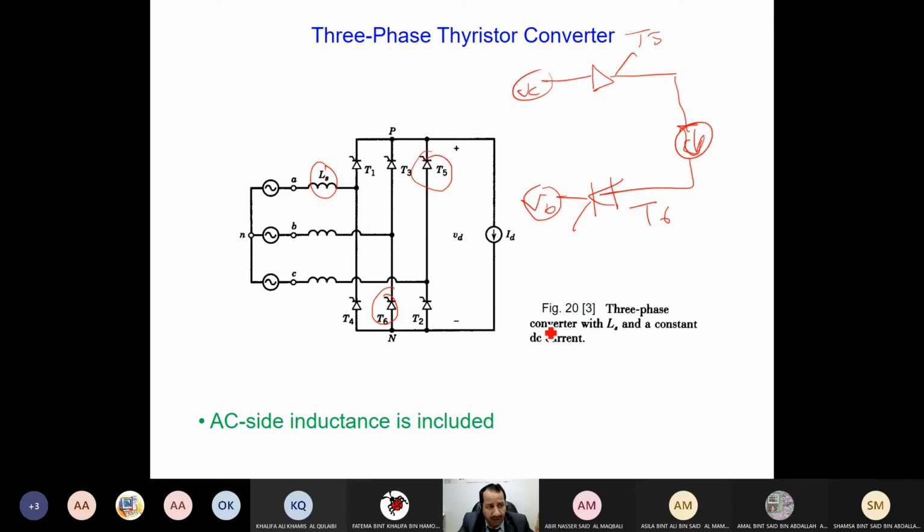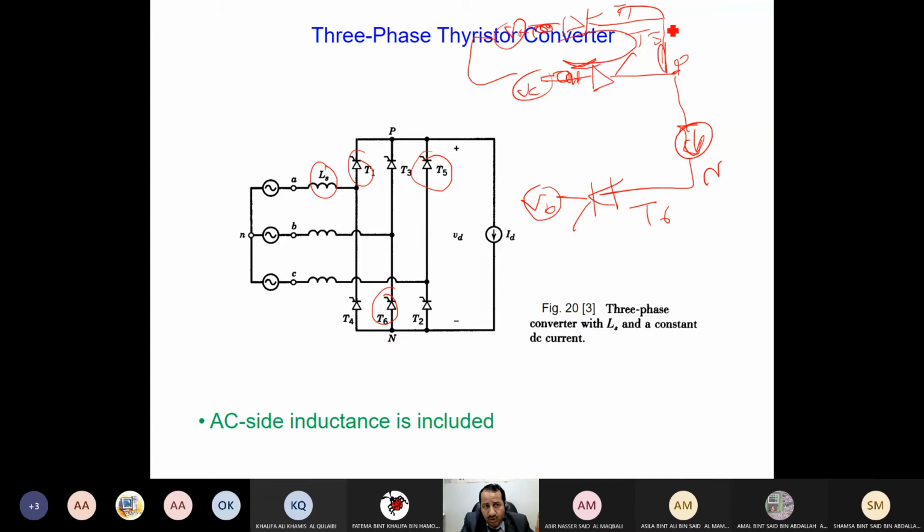Now, at an instant of time, T1, which is connected to A, will conduct. So VA, T1 will conduct. You see, this is positive, this is negative here. They are connected at the same point. You see, a short circuit occurred here. What we have here, just a minute, we have inductance. Oh, a short circuit across the inductance, right?